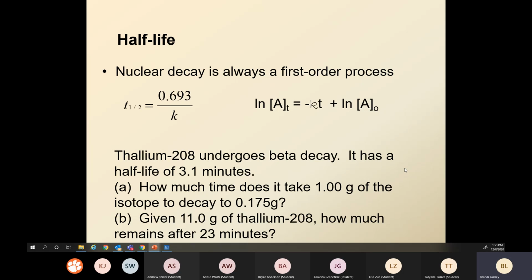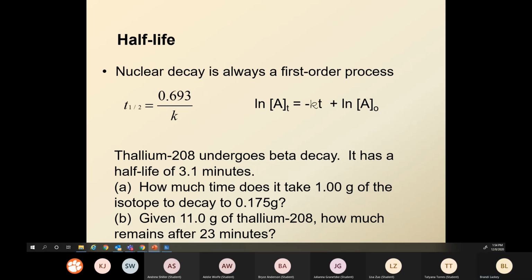So here's what an example would look like. This we did in Chem 1. We set it up a little bit differently, and a lot of times we were given the half-life and things like that. So here we have thallium-208 undergoes beta decay, and it has a half-life of 3.1 minutes. How much time does it take 1 gram of the isotope to decay to 0.175 grams? And then it says given 11 grams of thallium, how much remains after 23 minutes?